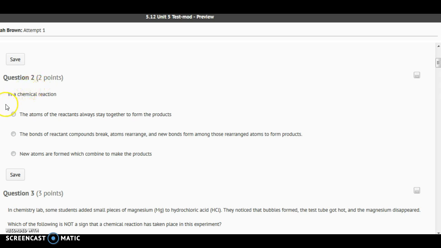Question 2. In a chemical reaction, A. The atoms of the reactants always stay together to form the products. B. The bonds of reactants compounds break, atoms rearrange, and new bonds form among those rearranged atoms to form products. Or C. New atoms are formed which combine to make the products.